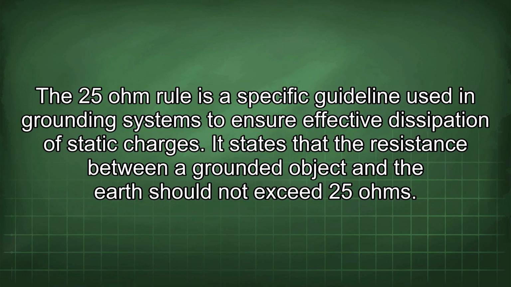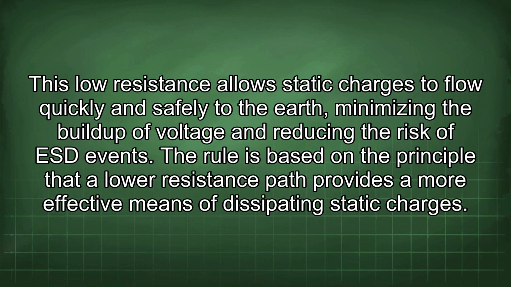The 25 ohm rule is a specific guideline used in grounding systems to ensure effective dissipation of static charges. It states that the resistance between a grounded object and the Earth should not exceed 25 ohms. This low resistance allows static charges to flow quickly and safely to the Earth, minimizing the buildup of voltage and reducing the risk of ESD events. The rule is based on the principle that a lower resistance path provides a more effective means of dissipating static charges.